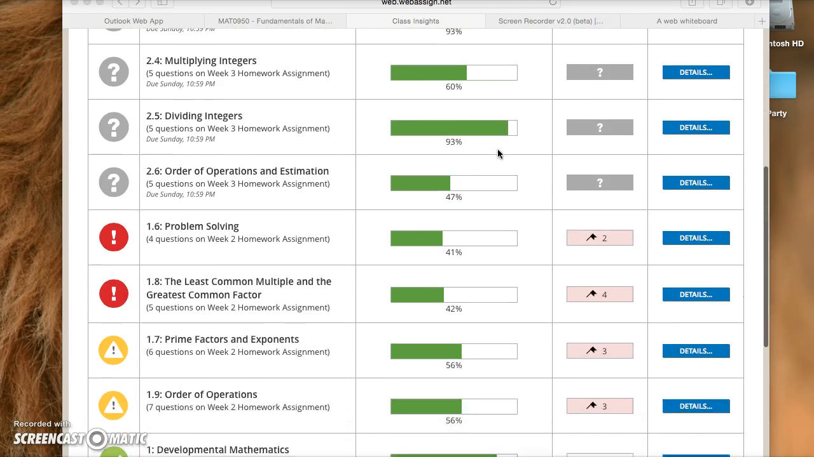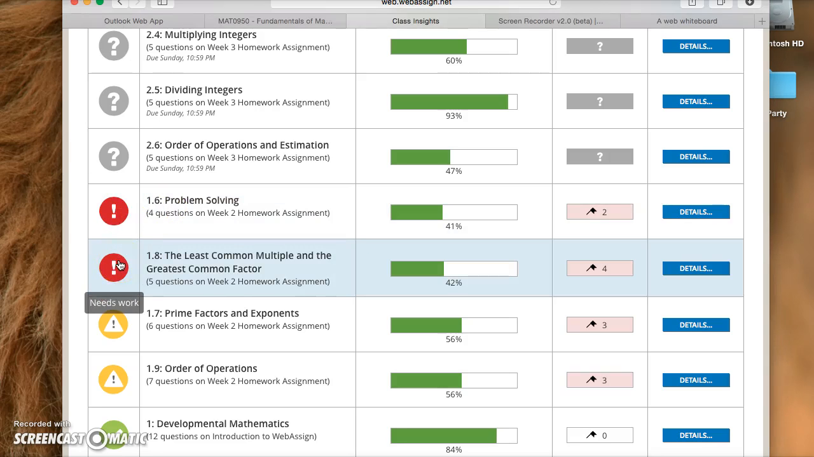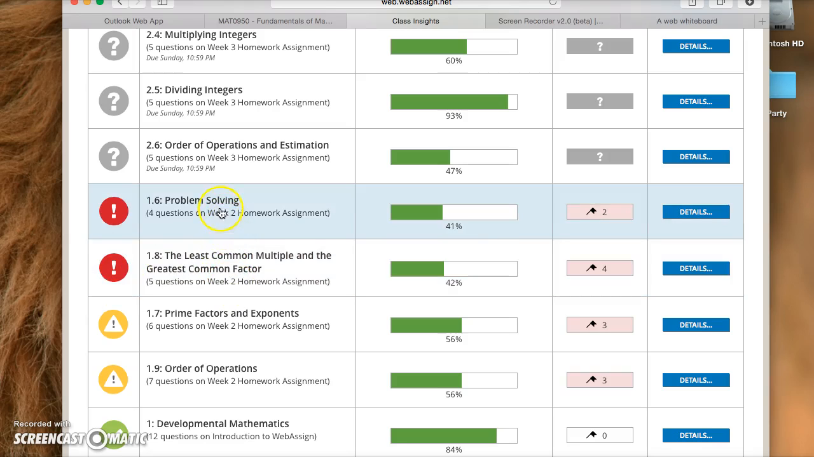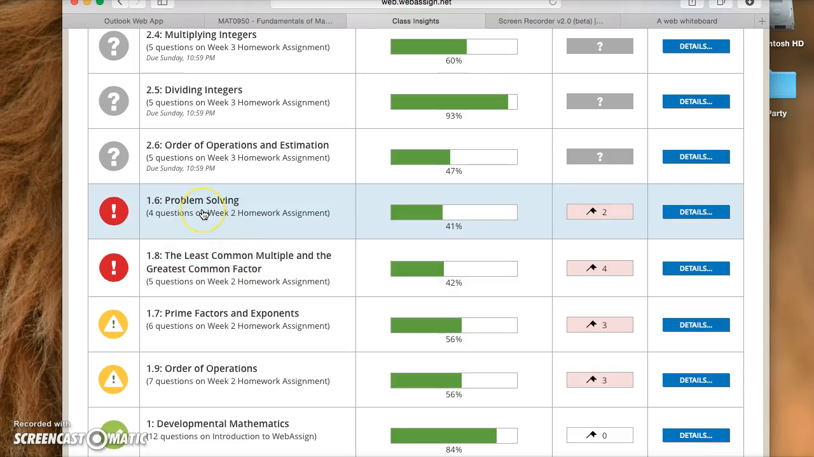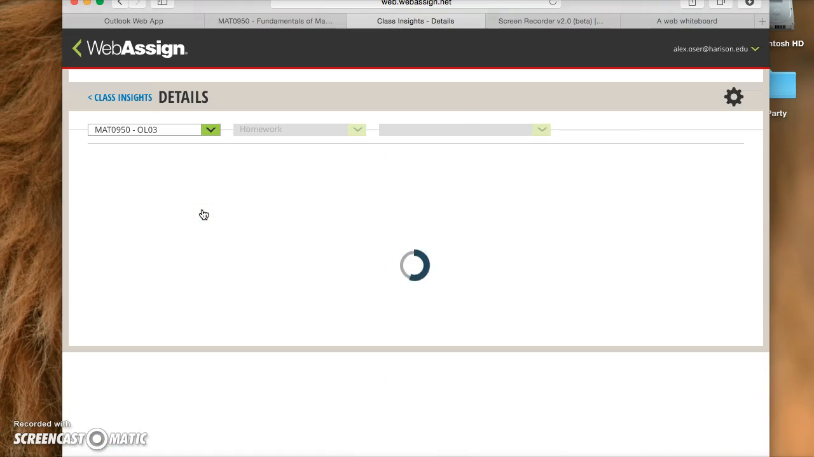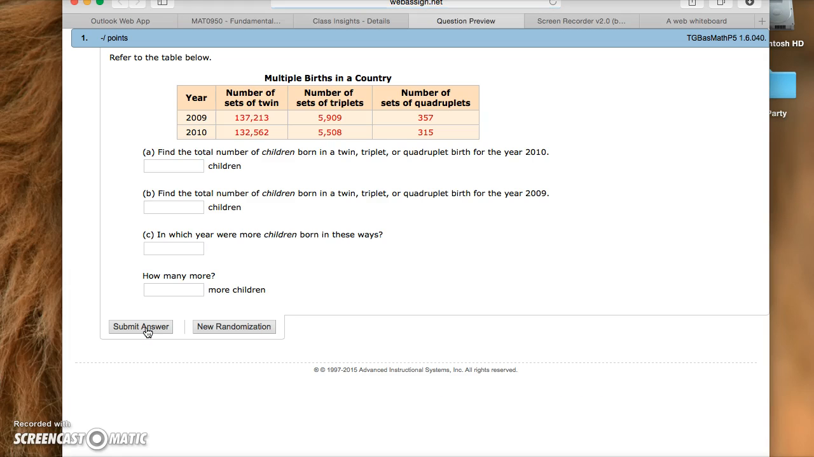But I can scroll down here and see that we have a couple of concepts that need work from week 2, the week 2 homework assignment. One is problem solving and one is the least common multiple and greatest common factor, LCM and GCF. So we'll start here on this video with problem solving. And I can see here that from the length of this red bar, since it is the longest, this is the problem that the majority of us struggled with. So this is where we will start.